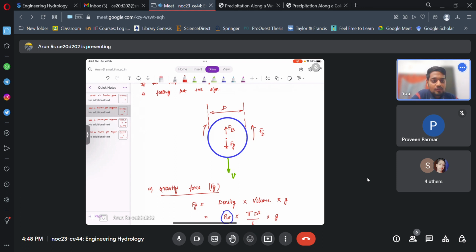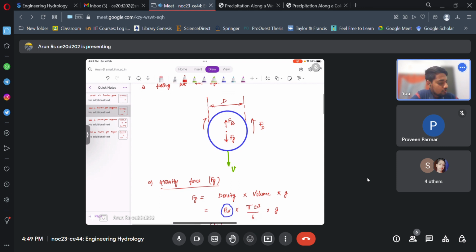Okay. So when we release a droplet of water from rest and it starts falling down, initially it will start accelerating, and it will keep accelerating until a certain point when the weight of the droplet is balanced by the buoyancy force. The buoyancy force is due to the air.